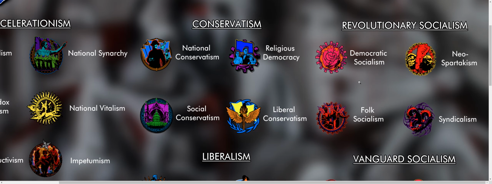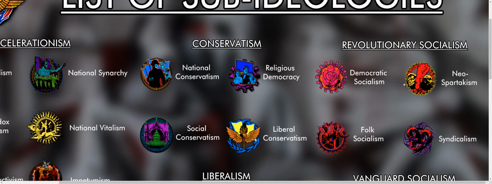Now on to the leftists with the Rev Soc. Democratic socialism. Everyone's wondering, that doesn't really sound revolutionary. Well, in the context of the mod, kind of is, because it's about reining in capitalism and making it work for the people rather than for the elites. It was kind of a revolution in that sense.